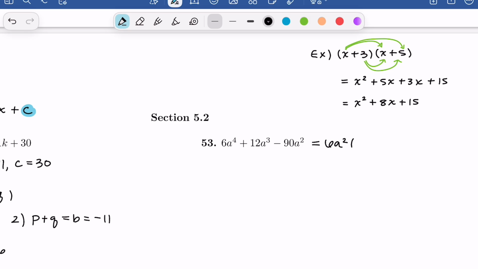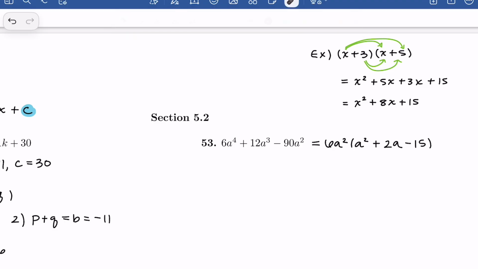Now, pulling out 6a squared from this first term, we're going to be left with a squared. From the second term, we're going to be left with 2a. And then from this last term, minus 15. So notice, by pulling out this greatest common factor, we simplified the trinomial that we have to factor. And the coefficient of this guy is 1, so this will be one of the easier cases for factoring.